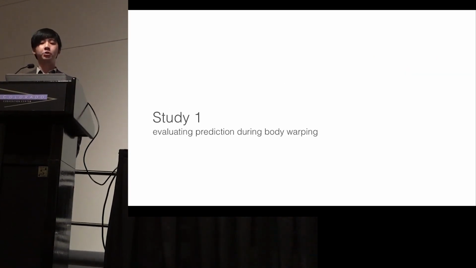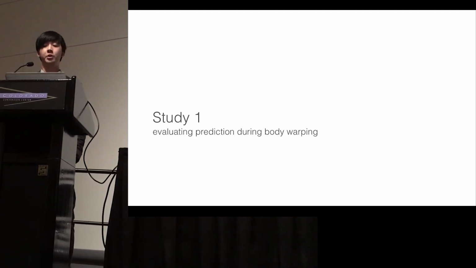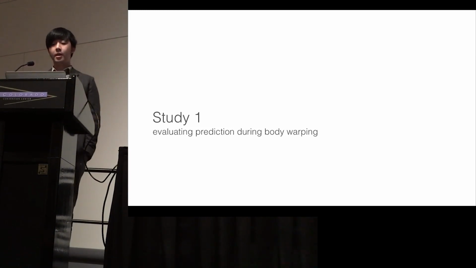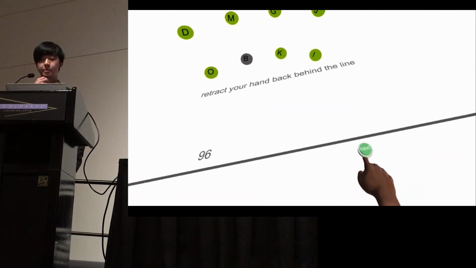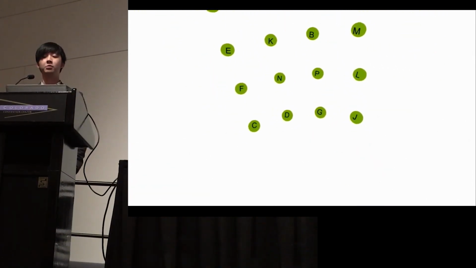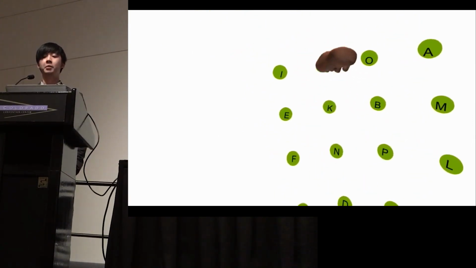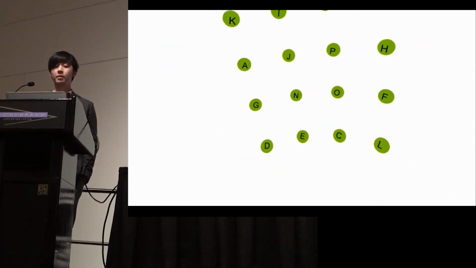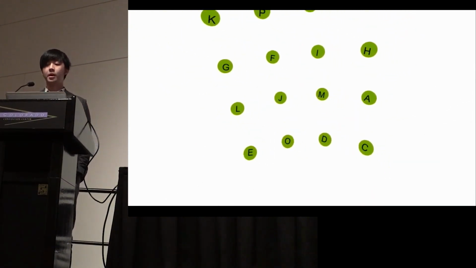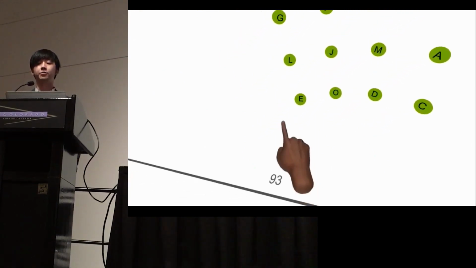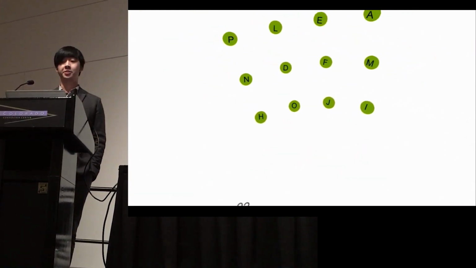However, we still don't know if the hand-eye coordination pattern will be changed by the body warping or not, because the change of the hand movement might distract the user and thus affect the gaze. So we conducted a study to evaluate the prediction. And this is a short clip of how the study looks. The participant was instructed by the system sound to touch one of the targets while wearing the head-mounted display. And the label on the target was randomly assigned for each trial, so the participant really had to seek the target.